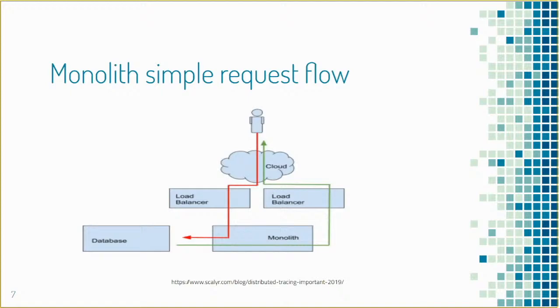As we just discussed, any user will come and make a request. The request will go to the cloud, then the load balancer, the monolith and the database, and then in the same manner the request will go back. This flow was very easy and simple to debug and develop.